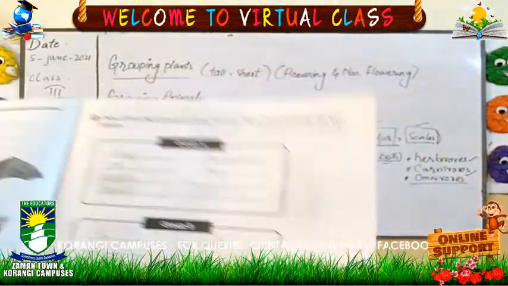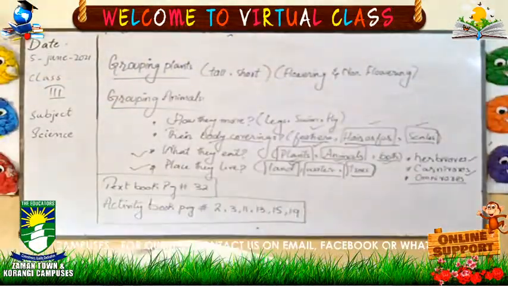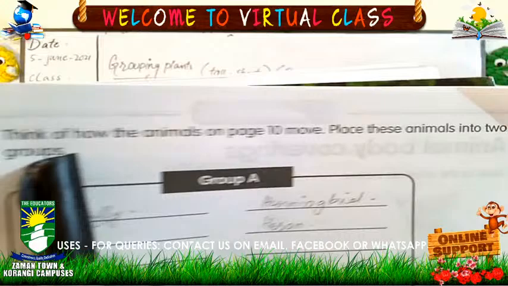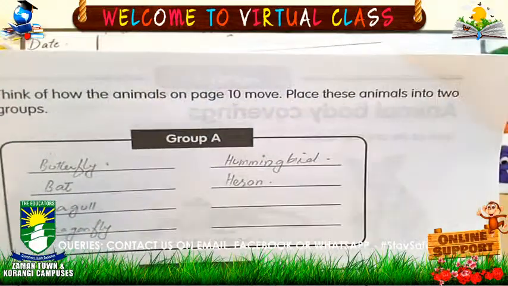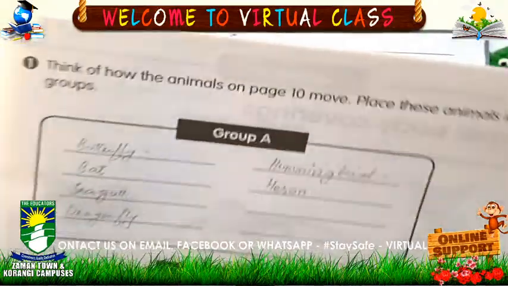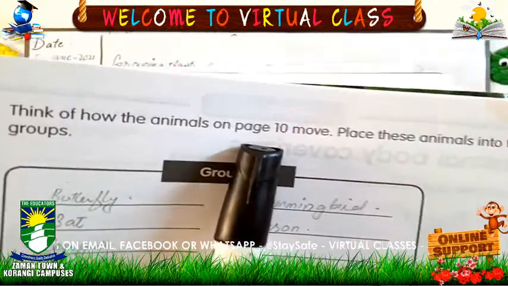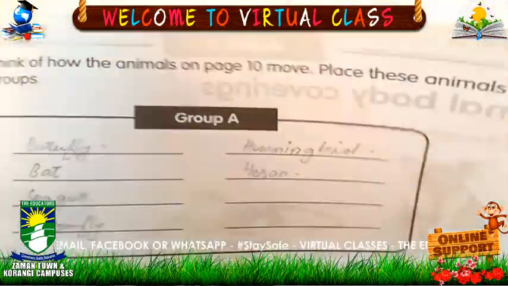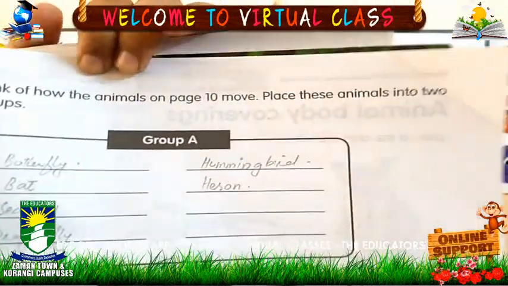You just have to do what? On page number 11, group A and group B are different. Now the question is, think of how the animals on page number 10 move. We are talking about how animals move, so here we are going to make a group according to their movement. Think of how the animals on page number 10 move. Place these animals into two groups. Okay.